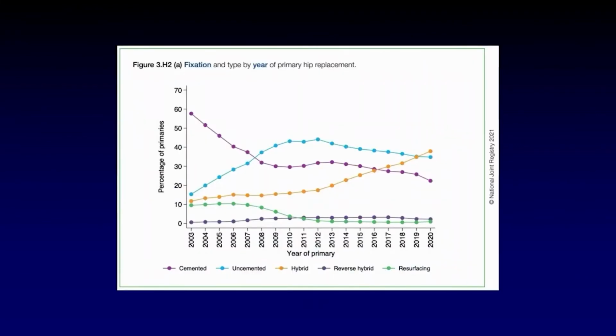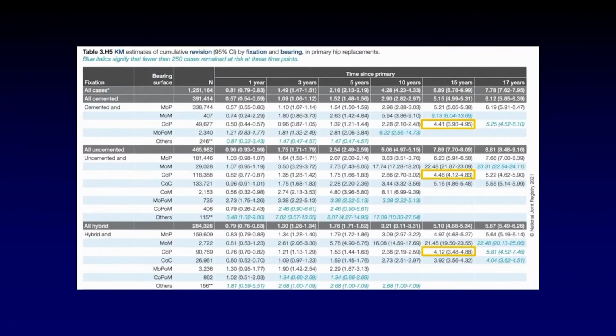So this is data from the UK National Joint Registry. And what you can see here is that over the last 20 years or so, the use of uncemented implants has really begun to drop off, and also the use of cemented implants. And there's been a big increase in the use of hybrid hip replacements, with a cemented stem and a cementless cup. And as of last year, they are now the most popular type of fixation in our registry.